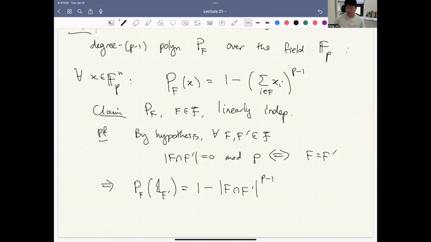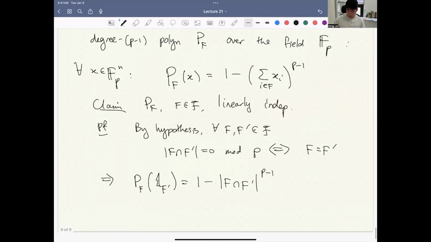Raised to power p minus 1. In a finite field, Fermat's little theorem says every non-zero element in the finite field raised to power p minus 1 is 1. Write it.